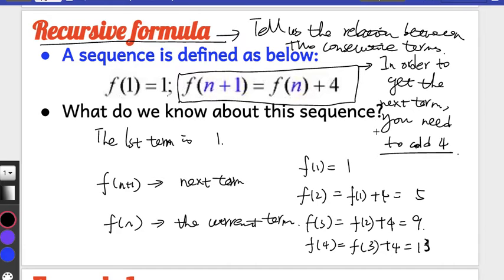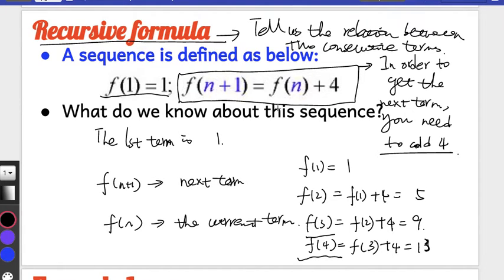I'm going to repeat what I said. In a recursive formula, in order to get a new term, the next term, you always need to get it from the previous term. For example, in order to get f of 4, you need to know f of 3. In order to get f of 3, you need to know f of 2. In order to get f of 2, you need to know the first term. So that's why the first term is given, because without this information, there would be no way for us to define any sequence in this way.